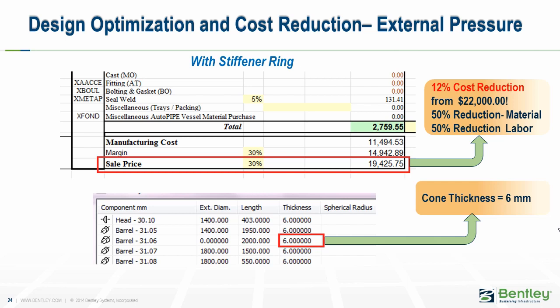The cost reduction is 50% due to material reduction and 50% due to labor, machining, and welding cost reduction. Material cost calculation is simpler, but calculation of accurate labor, welding, machining costs is much more complicated, which AutoPIPE Vessel performs to a high degree of accuracy.